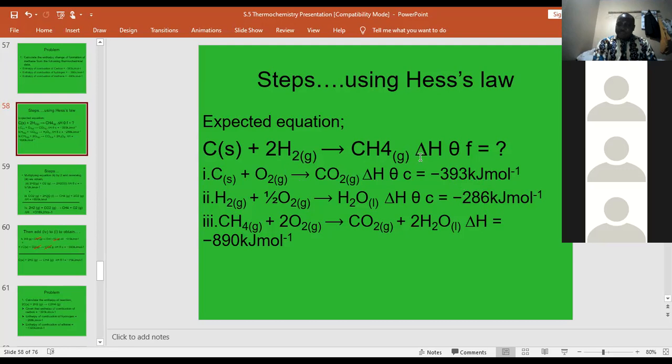Now, the first step is we want to have the right compounds in their right positions. And remember here, we want carbon on this side. We want hydrogen on this side. We want methane on the other side.